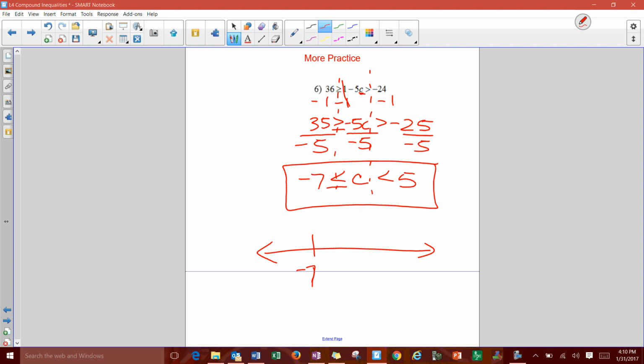And then when I graph, I have -7, I have 5, that would be my solution.